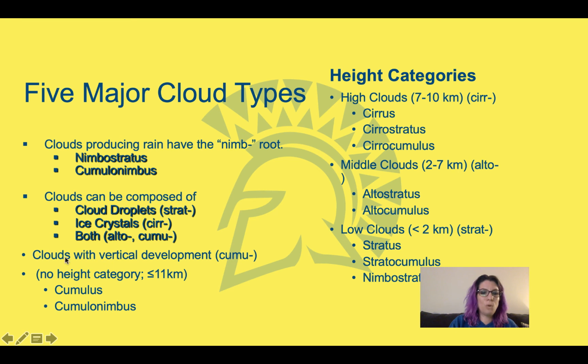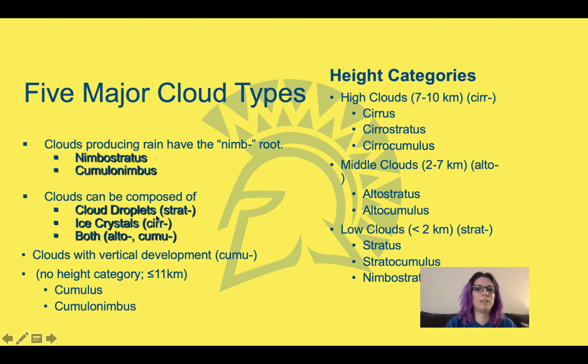Now, the last one is clouds with vertical development. That one will be cumu. So this cumulonimbus is a rain cloud that has vertical development. Cumulonimbus clouds are the ones that are thunder and lightning clouds. These are the ones where you'll find severe weather, tornadoes, hail, things like that, because they have this really vertical development to them, but they also obviously have rain.